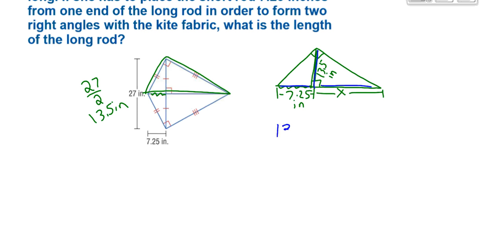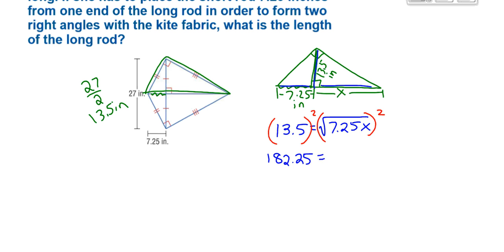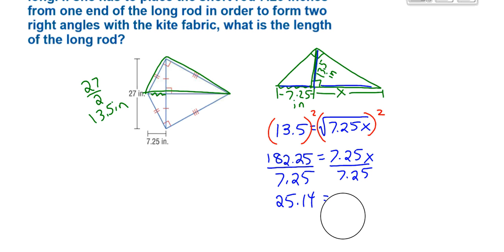So my geometric mean is 13.5, and that's equal to the square root of 7.25 times x. And then I'm just going to remind you that for this problem, we're going to square both sides to get rid of that radical. And 13.5 squared is 182.25. And then the square root of 7.25x squared is just 7.25x. And then to get x alone, we're going to divide by 7.25 on both sides. And then we get 25.14 is approximately equal to x. So we are just going to get what we get there. I'll just keep it equal to x.